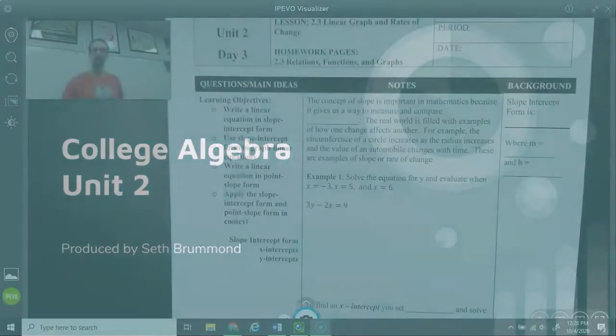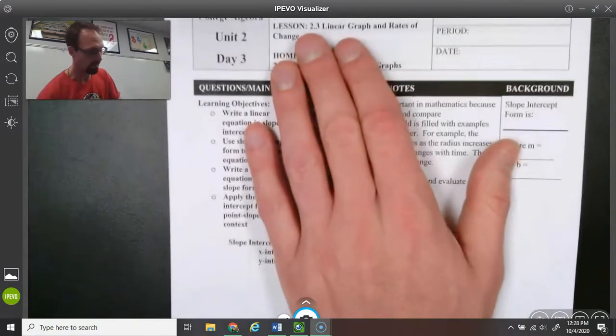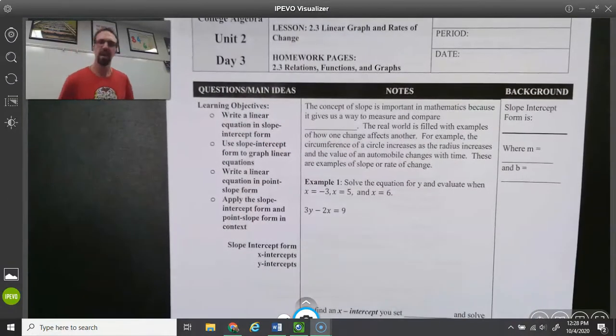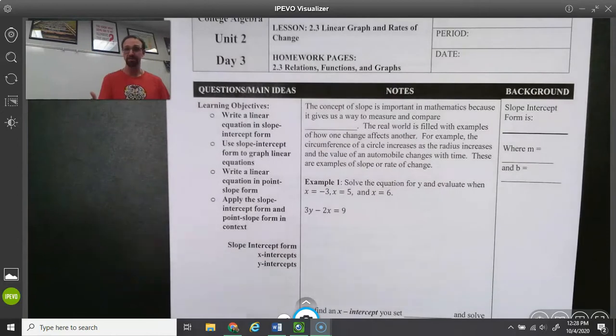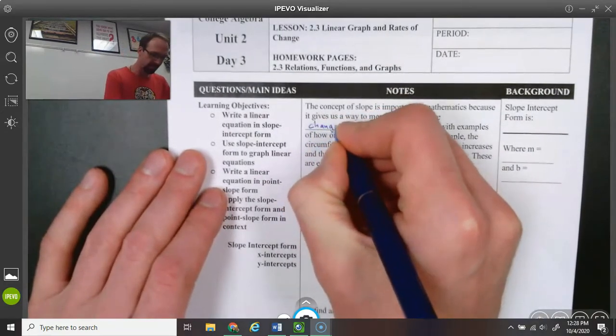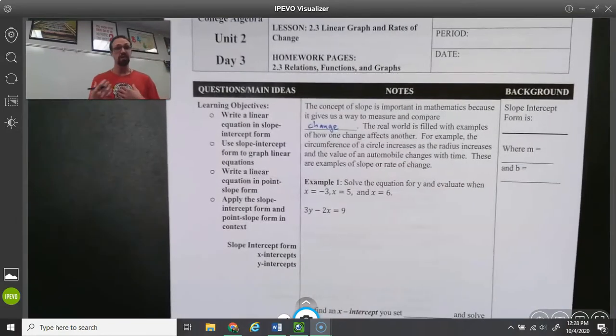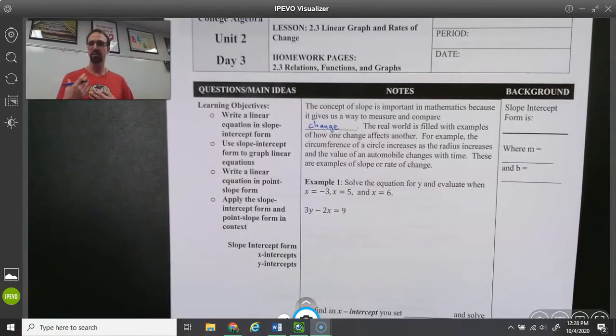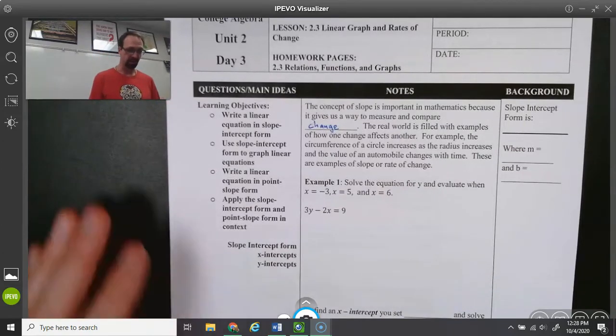In this particular video we're going to be going over the linear graph and rates of change. This one specifically focuses heavily on slope. The concept of slope is important in mathematics because it gives us a way to measure and compare essentially change. And that's at a very fundamental basis. It's just talking about change. Usually it talks about rates of change or something along those lines. But really we want to know slope. Slope allows us to compare rates of change.